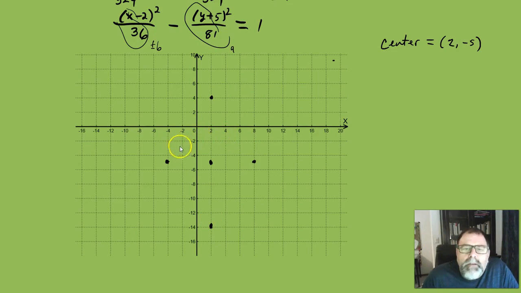Now again, if it was an ellipse, if that was a plus, I would connect these 4 outside with an oval. Okay, but it's not, it's a hyperbola, so I make my fundamental rectangle, or the central rectangle as this book refers to it. So you just need those corners. I don't actually have to draw in the rectangle. You can if you want. Okay, then I'm going to do my diagonals for my asymptotes.